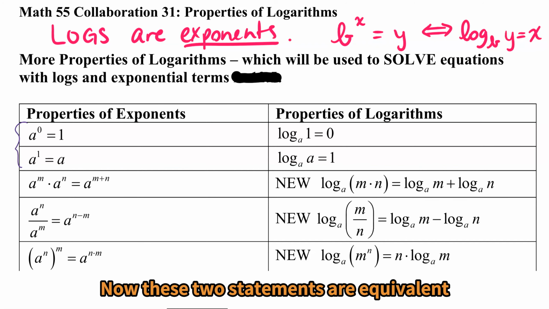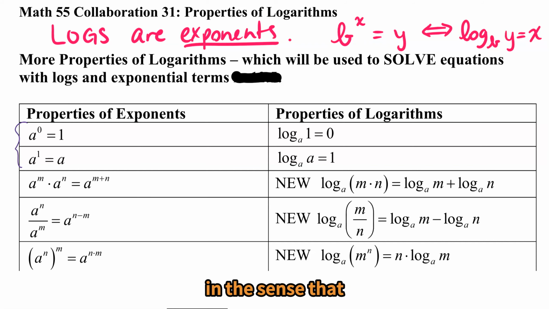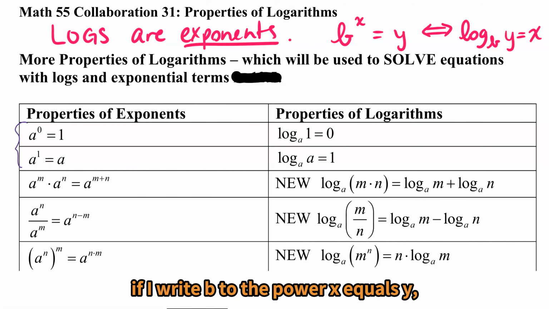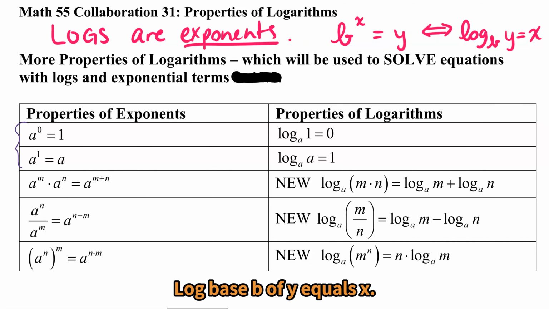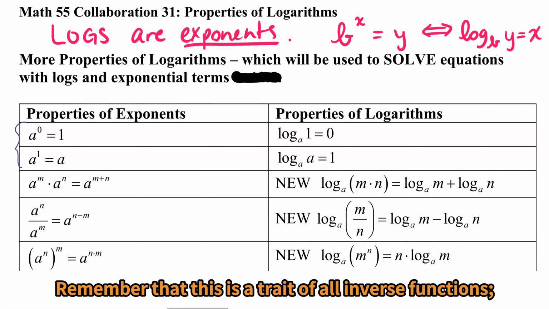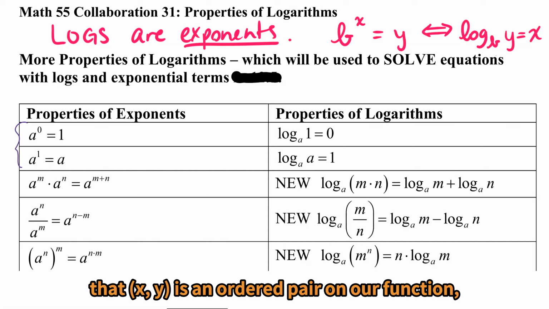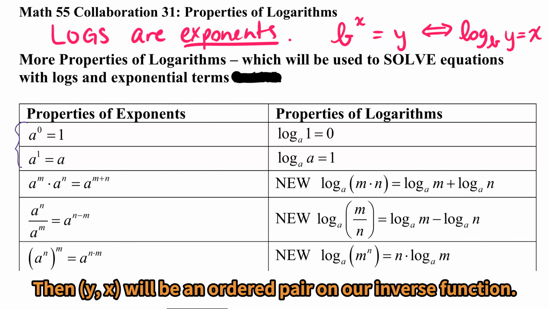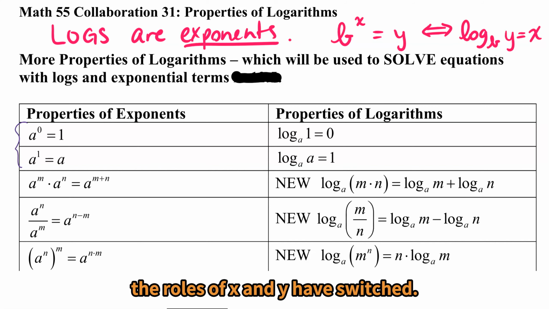Now these two statements are equivalent in the sense that if I write b to the power x equals y, this is exactly the same as saying log base b of y equals x. And that's because my input and my output have switched. Remember that this is a trait of all inverse functions: if x comma y is an ordered pair on our function, then y comma x will be an ordered pair on our inverse function. And so that's why the roles of x and y have switched.